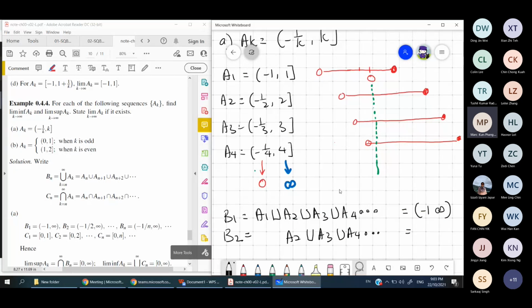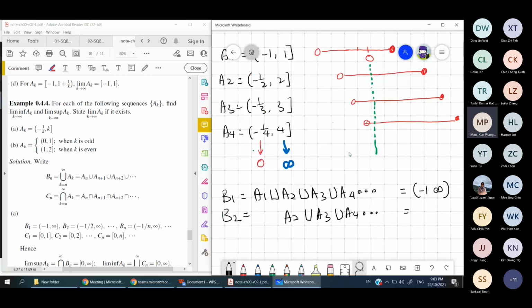Dr. Lu, just to ask, when it comes to infinity, does it matter if it's open or closed? In here, when you take the union, it's always open. We always exclude the infinity. So when we are bringing infinity, the interval must always be open. Is that what you're saying? Or only in this case?